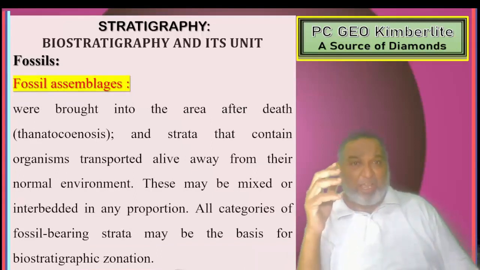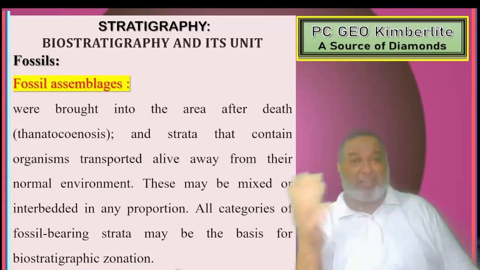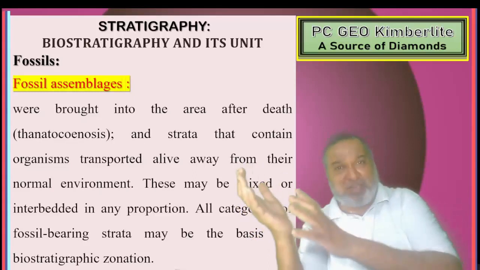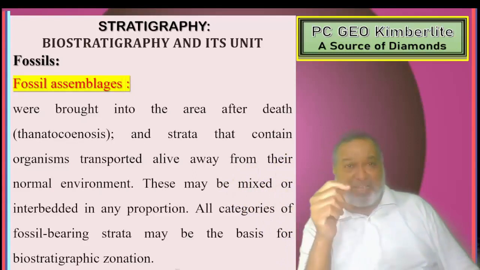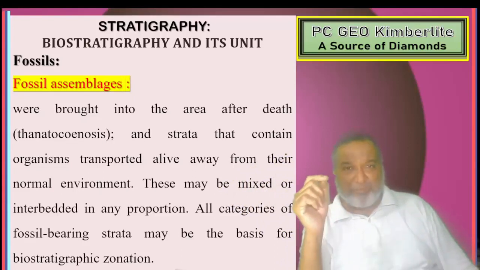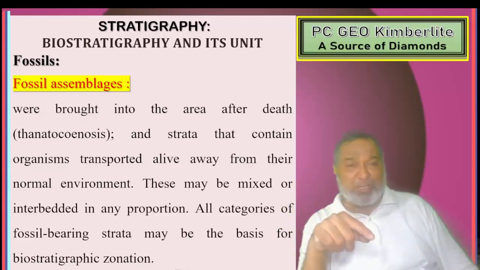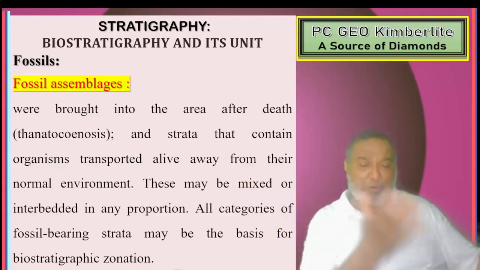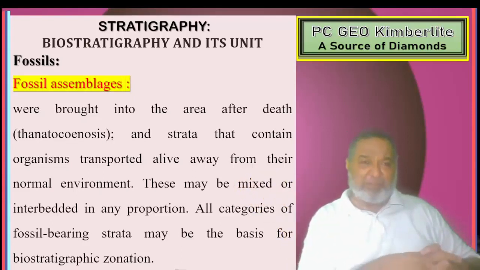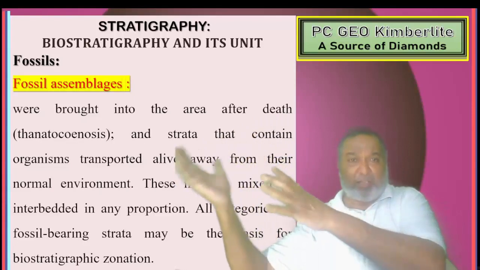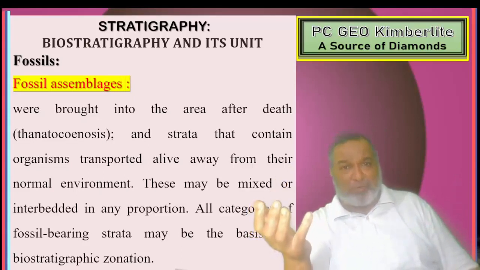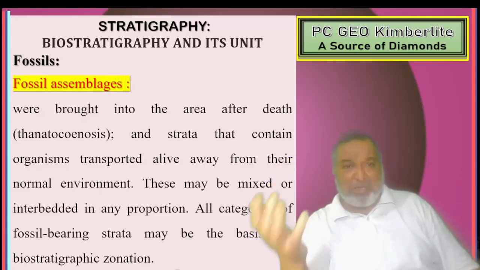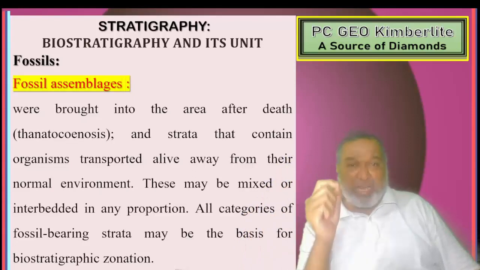These were brought into the area after death. That particular organism lived somewhere, and once it died it was brought to that position. That is called thanatocoenosis. And there are strata that contain organisms transported alive away from their normal environment, because now it is not the normal environment where the animal lives. The normal environment is somewhere else, but it has been deposited here. That may happen in various places. These may be mixed or interbedded in any proportion.